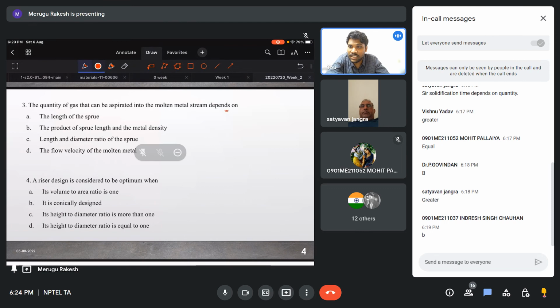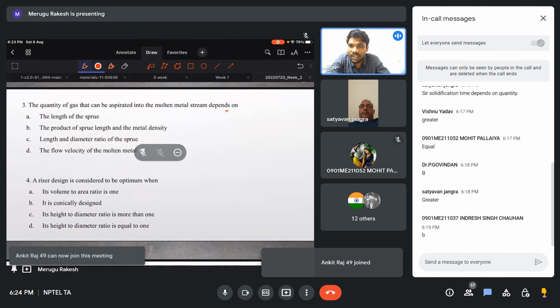The first option is the length of the sprue. The second is the product of sprue length and metal density. The third is the length and diameter ratio of the sprue. And the fourth is the flow velocity of the molten metal. Just put your answer in the chat box.